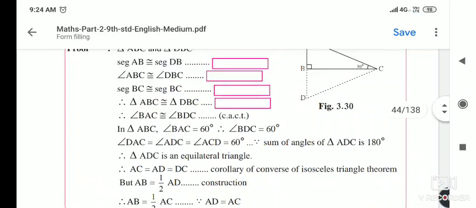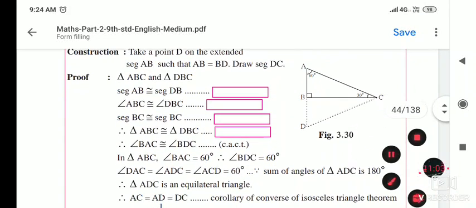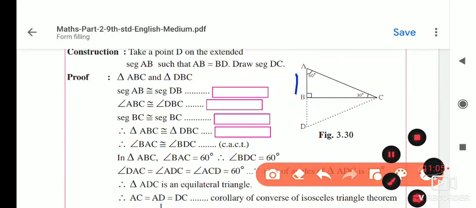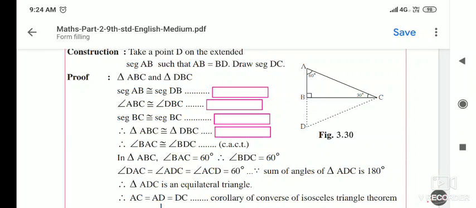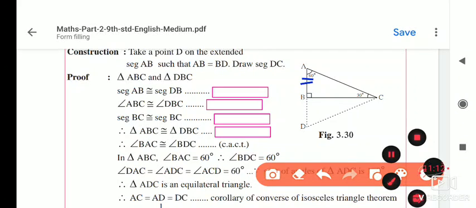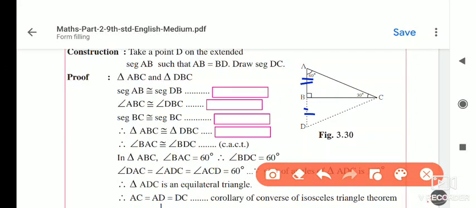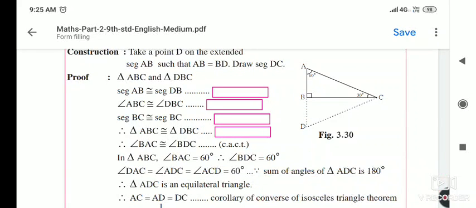Okay, now as I wrote it here, as per our construction, AB is half of AD, because we had done the construction. How much is the AB? That much is the BD. So AB is equal to half of AD. So AD, just replace with AC, and you will get your proof.